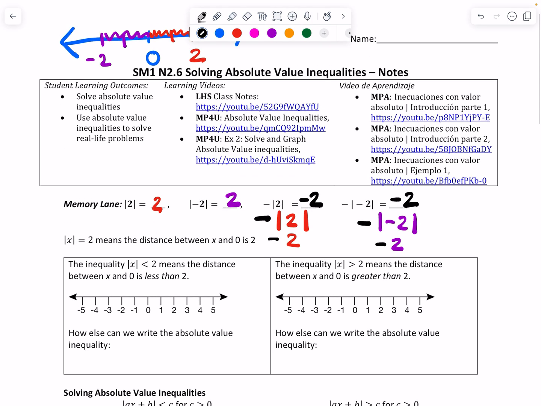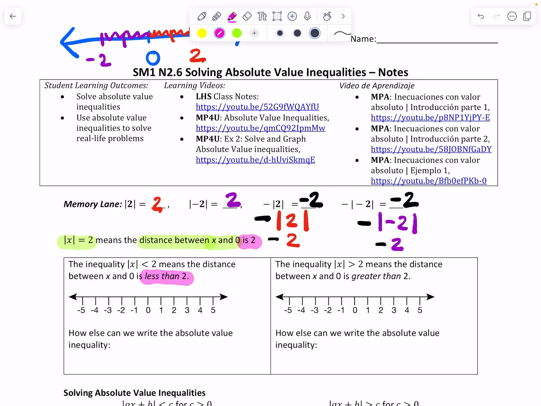Okay, now remember that the absolute value of x means the distance between x and 0. So if the absolute value of x equals 2, that means that the distance between x and 0 is 2. So if we had the inequality, the absolute value of x is less than 2, that means the distance between x and 0 is less than 2. Could be 1 or 0, but it's less than 2. That distance is less than 2 based on that inequality.